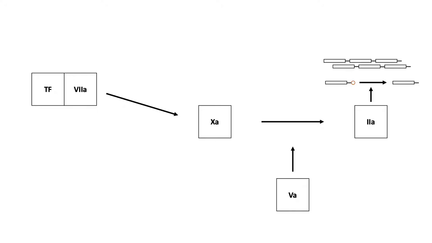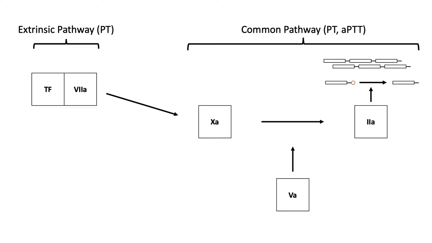This first part of the coagulation cascade is historically known as the extrinsic pathway. Therefore, a deficiency or inhibitor of factor VII will result in an isolated prolonged PT. The common pathway is made up of factors X, V, prothrombin, and fibrinogen. A deficiency or inhibitor of one or more of these factors will prolong both the PT and APTT.